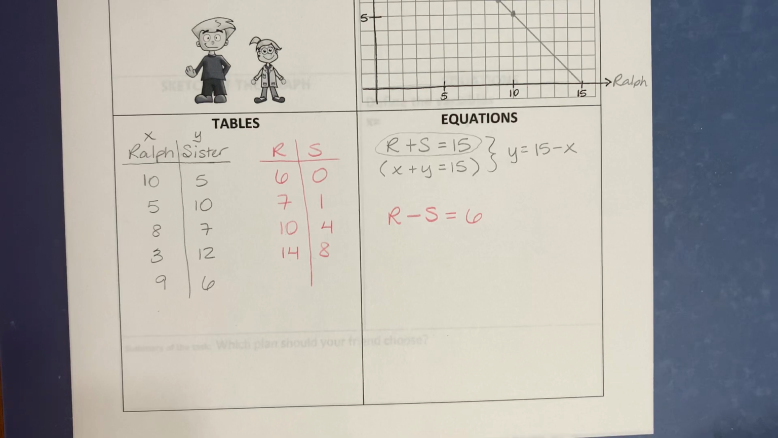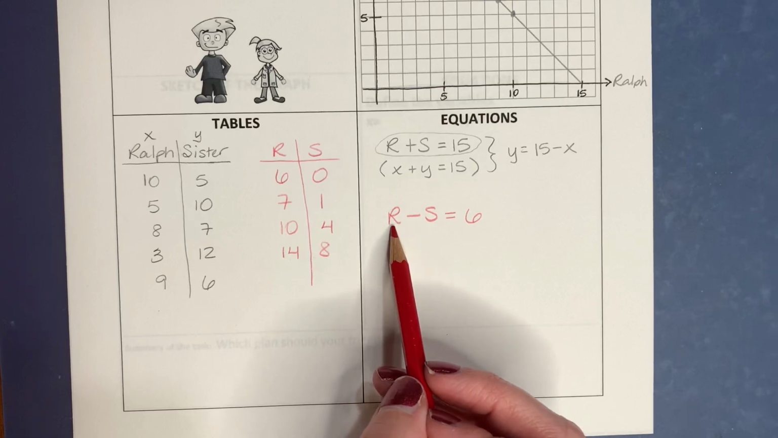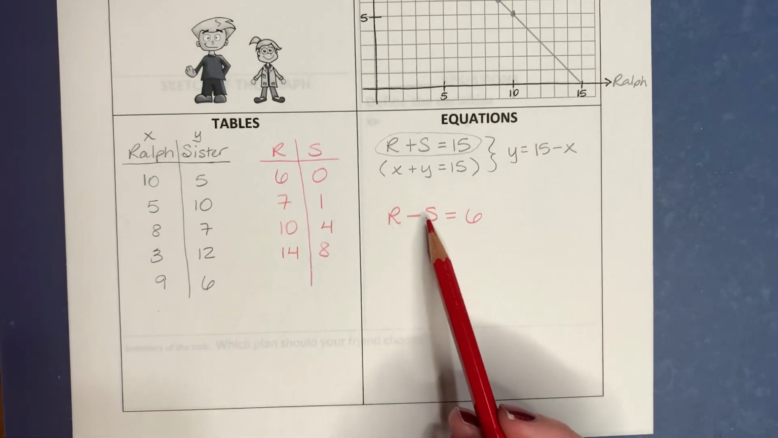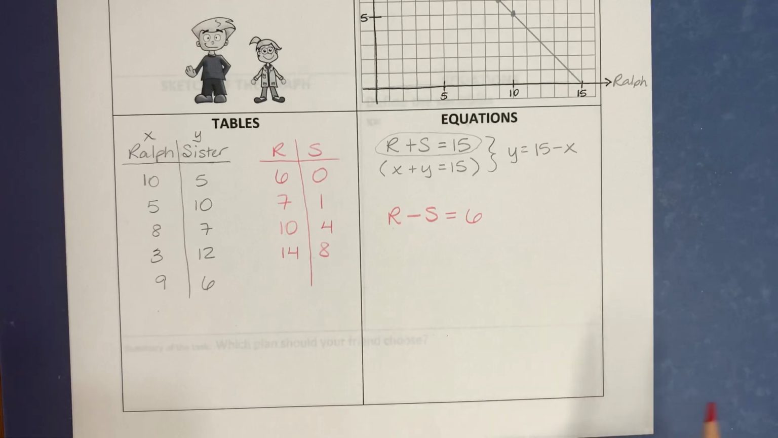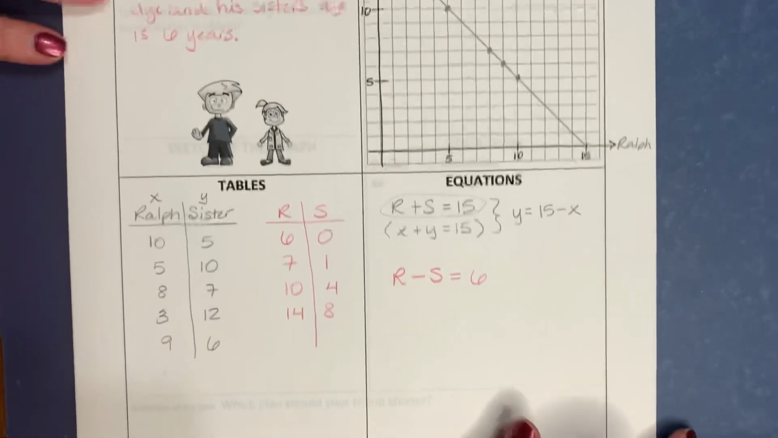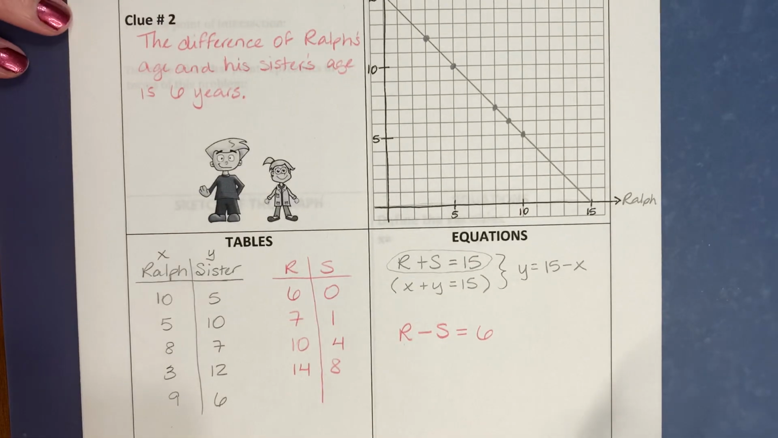The difference between their ages is 6 years. So Ralph we know is older. It told us that by saying the difference between Ralph and his sister, not his sister and Ralph. That would make a difference. So Ralph minus his sister is 6. So he's the older child. So now we've got some values that we can graph. We've got an equation. Let's go ahead and graph this thing.